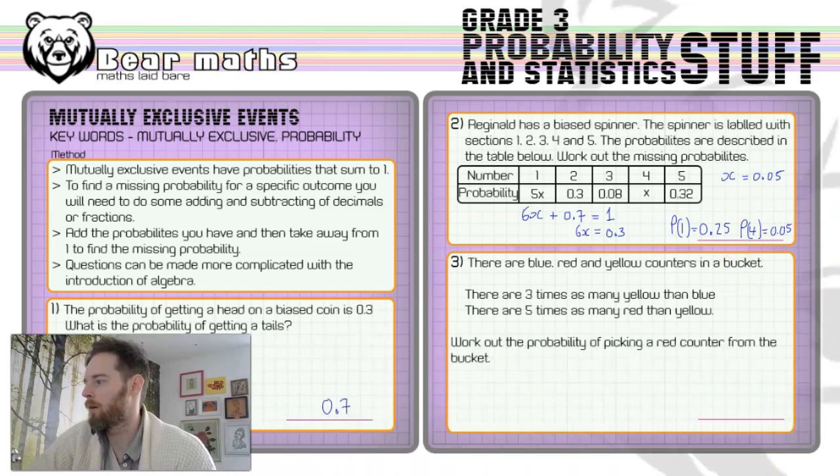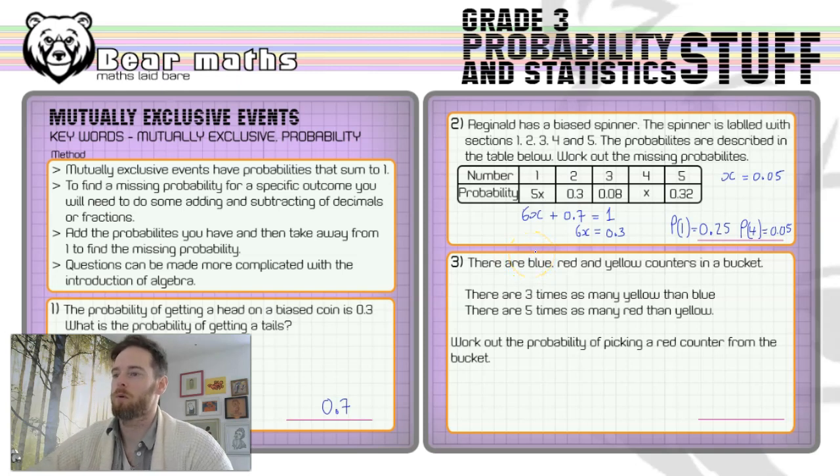Now, question 3. We have got some blue, red and yellow counters that have been put in a bucket, and there are 3 times as many yellow than blue. There are 5 times as many red than yellow. Work out the probability of picking a red counter from the bucket.